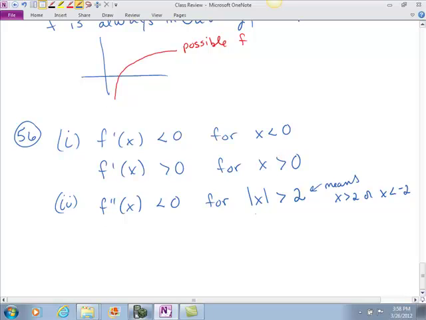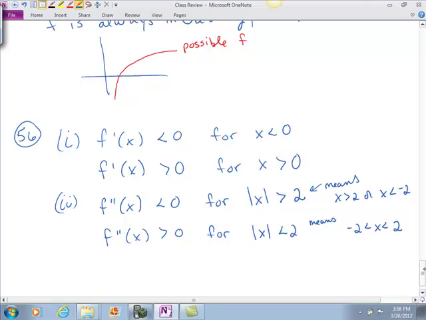Okay, and then the second derivative of x is greater than 0 for absolute value of x less than 2. That means that you have a sandwich between -2 and 2. Your second derivative is positive. Have y'all seen that notation for absolute value? Just wanted to make sure you remember what that notation means, because then this isn't going to be too bad.